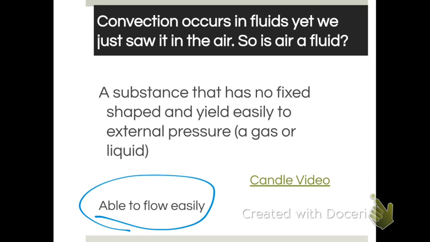So air is a fluid simply because it can flow easily. It doesn't have a fixed shape. And so therefore it's moving. So whenever you think fluid, don't think liquid. Think fluid as being able to move. So liquid is a fluid and air is a fluid.